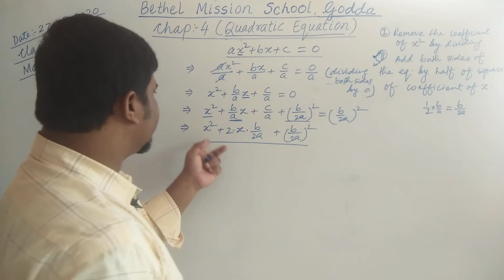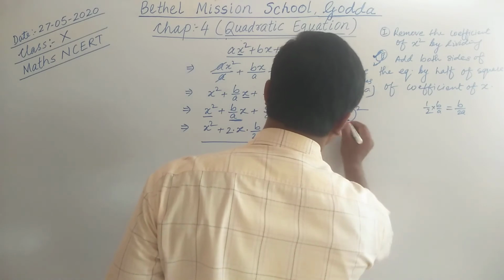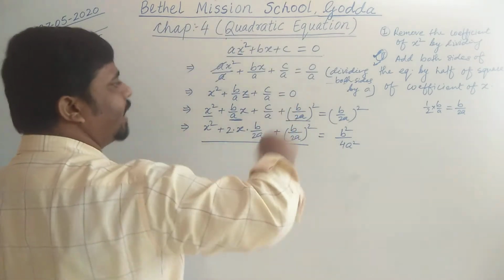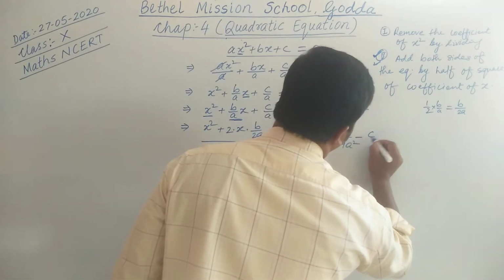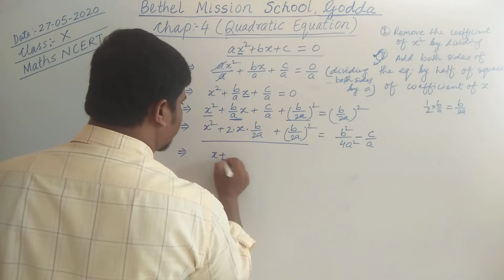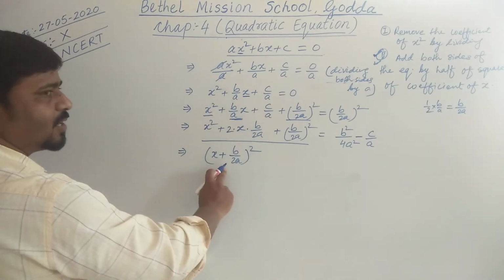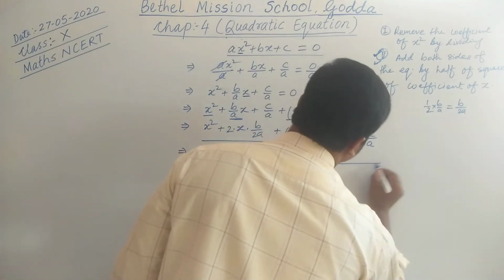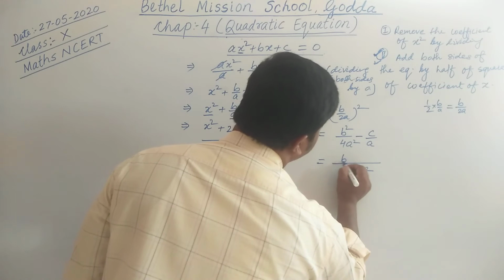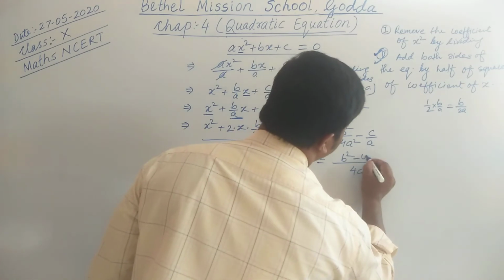Whole square of a plus b, a square plus 2ab plus b square. Next, this will be b square by 4a square. Now c by a we are transferring to that side. Then this will be minus c by a. Then what will be? Here will be x plus b by 2a whole square, because this is the identity in the form a plus b whole square. And here we take the LCM, which is 4a square. By 4a square if you divide, then it will be b square here. And by a if you divide, you get 4a, and 4a into c will be 4ac.